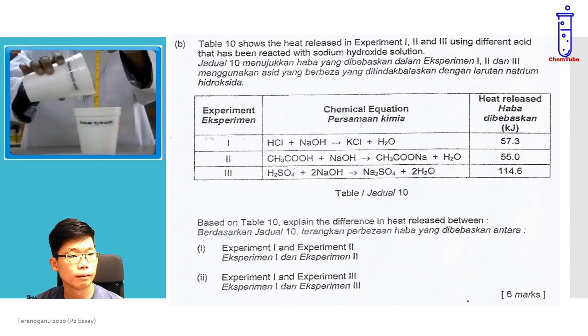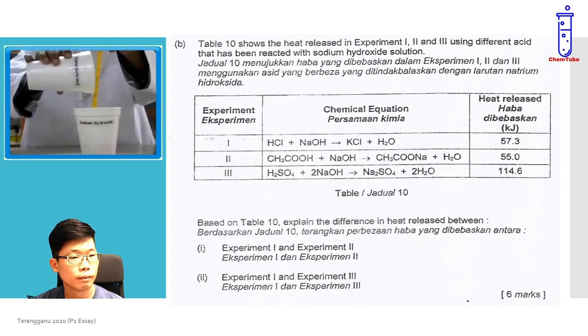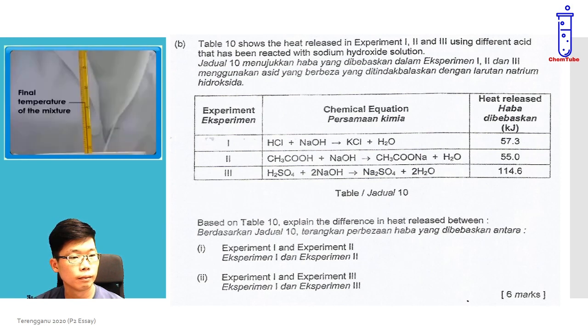Hydrochloric acid is poured into a polystyrene cup containing sodium hydroxide solution. The mixture is stirred and the final temperature of the mixture is measured with a thermometer. Record the reading in the table provided. What is the difference in temperature during the reaction? Key in your answer in the table. Now, with the data we have, we can calculate the heat released from the reaction.